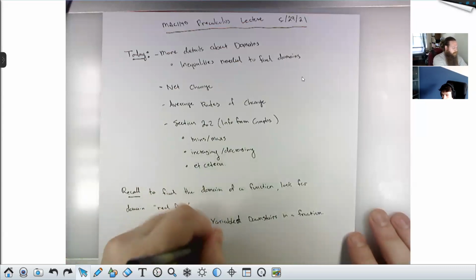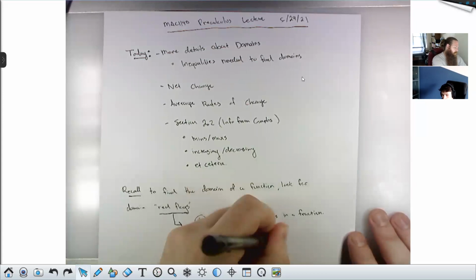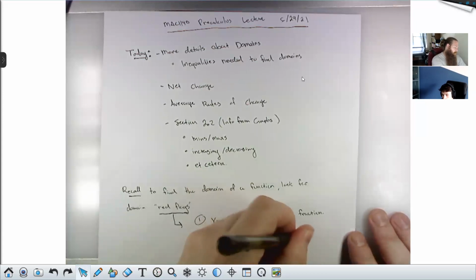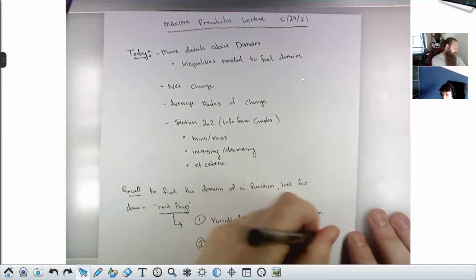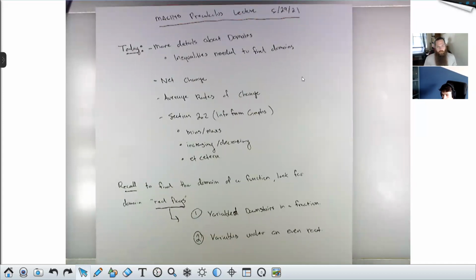The other big red flag is variables under an even root. And we discussed both of these in some detail yesterday. If you missed yesterday's lecture, please rewatch it, take notes. But I want to go into more depth today. Specifically, I want to look at the second red flag and how we can manage that.